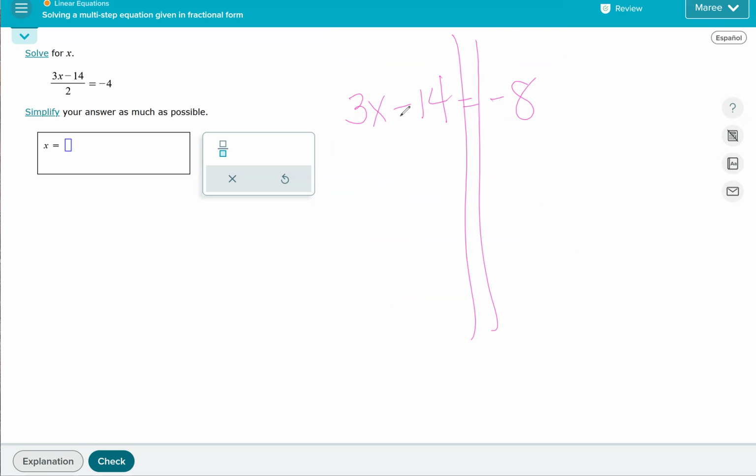Because we have a subtracting 14 from our 3x term, we need to add 14 to -8. And that's going to be 6. So this will be a positive 6 because the 14 is positive and it has a greater absolute value than -8. Then we're going to divide by 3 and x has to equal 2. And that will be the end of our lesson.